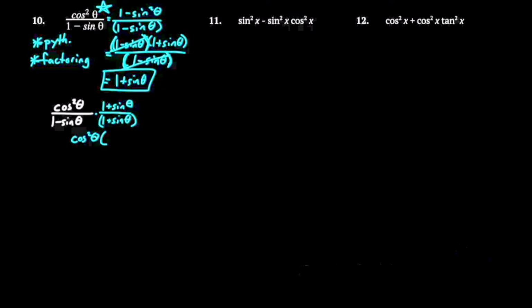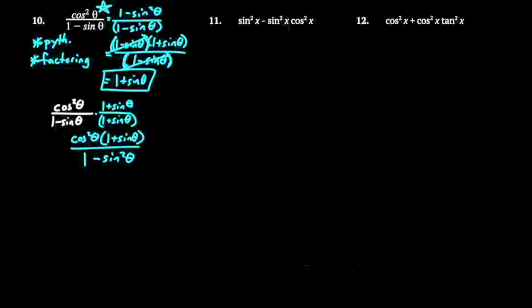So I'm going to leave the top alone. I'm not actually going to distribute the cosine squared in. But on bottom, I will FOIL these together, because when you do that with conjugates, you get a difference of squares. And that's because we have opposite signs here, so when you FOIL them together, the outer and the inner terms are going to cancel out.